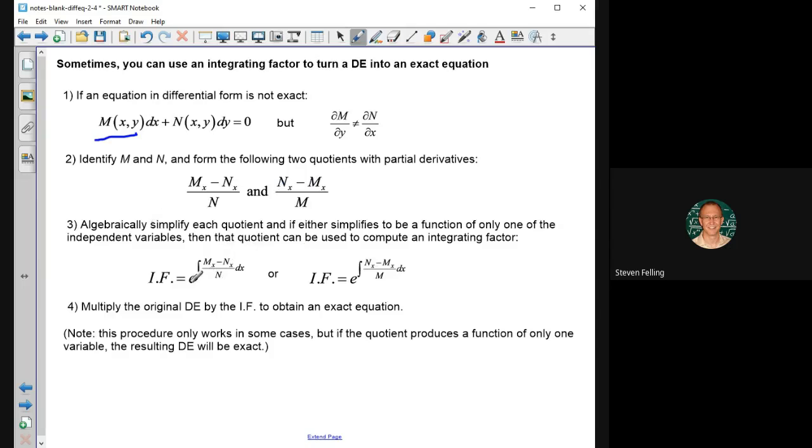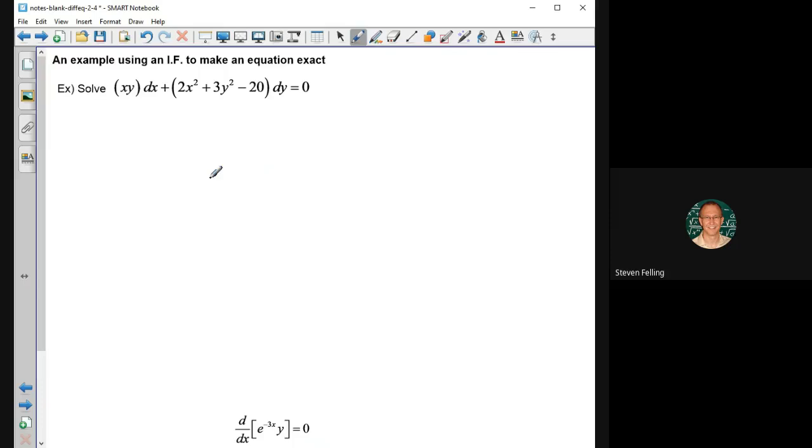Very difficult to show why this is true. But then if you multiply the original dE by that integrating factor, it will turn this into an exact equation where this relationship is true. This only works in some cases. And it'll only work if when you check these quotients, they produce a function of only one of the variables. This is very, very infrequently used, but just to show you, I've got one example for you here.